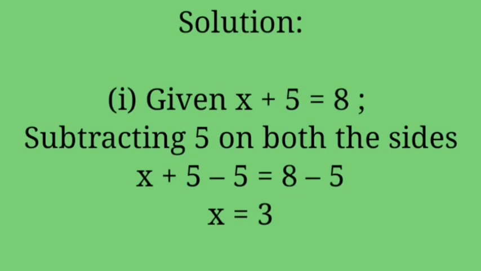In subdivision 1, they are given x plus 5 is equal to 8. We need to solve this equation. Solving an equation means getting the value of the variable. To find the answer for x here, we need to subtract 5 on both the sides. Plus 5 and minus 5 get cancelled. Subtracting 5 from 8, you will get 3. So the answer for x is equal to 3.